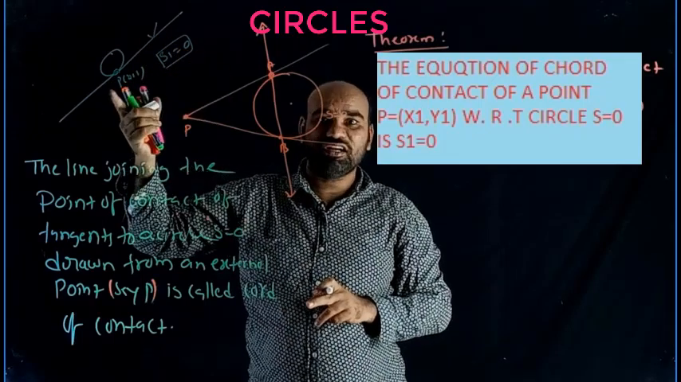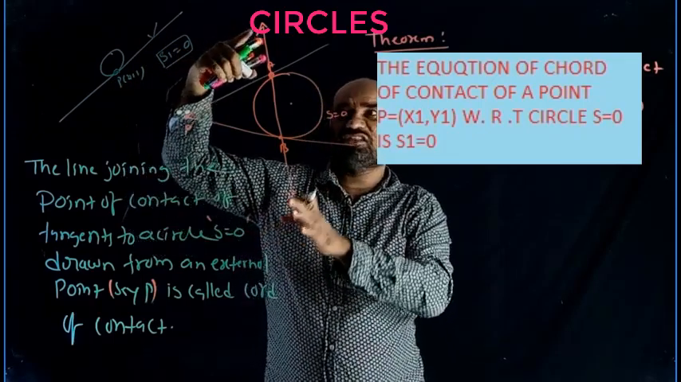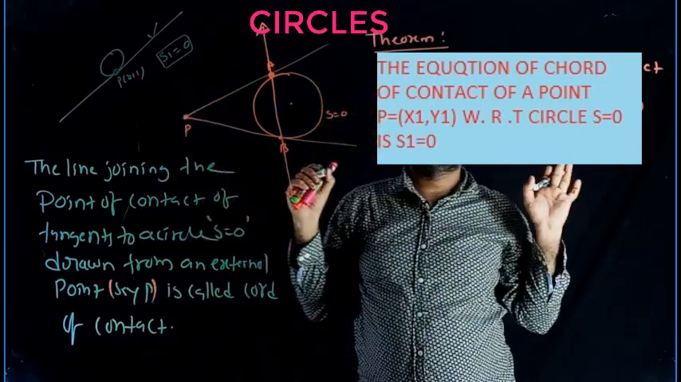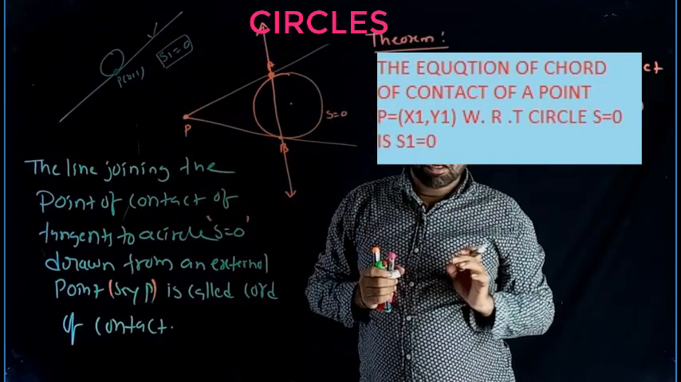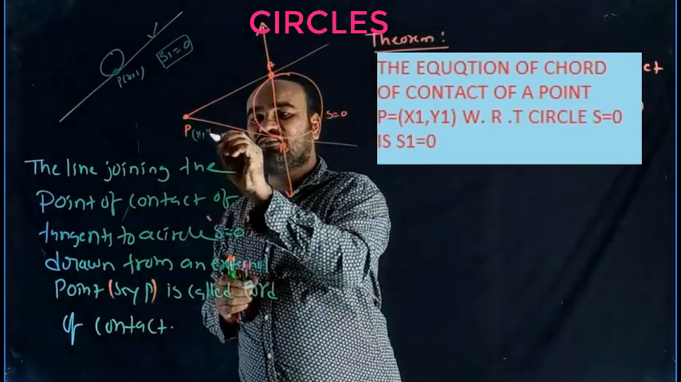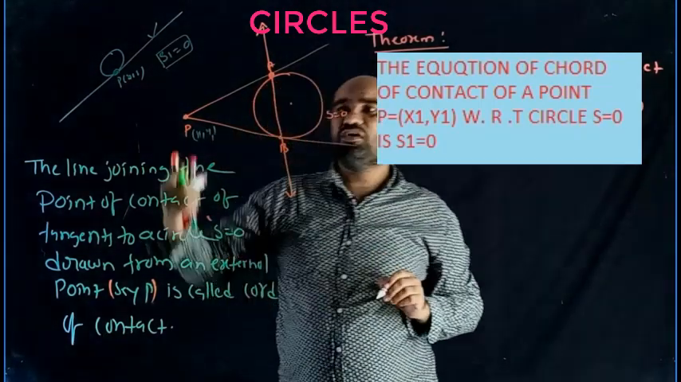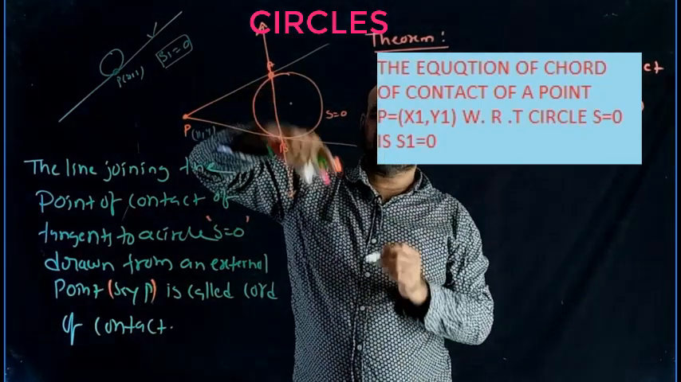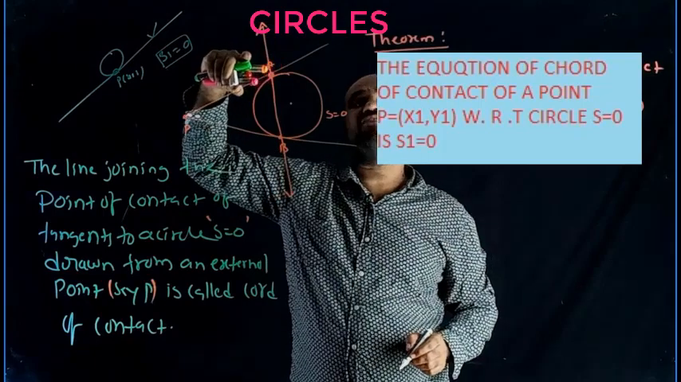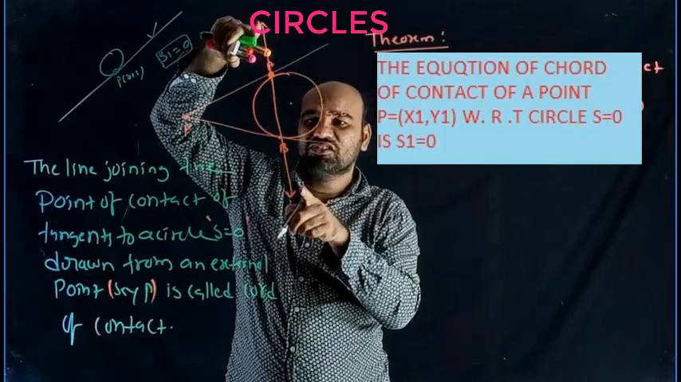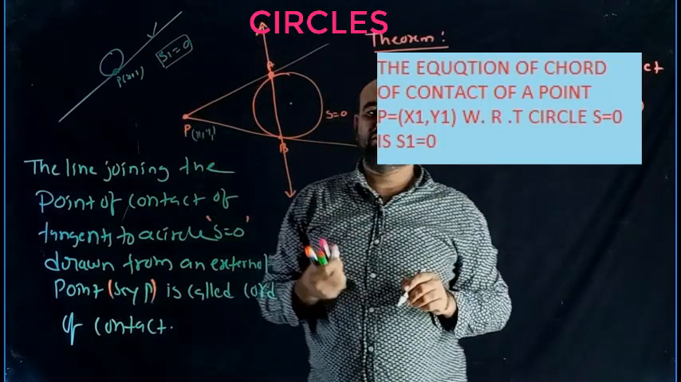If P is outside, by the definition this is called the chord of contact. The equation of the chord of contact is nothing but S1 equal to 0. That we should prove now. Understood? This is S equal to 0. P(x1, y1) is an external point. Two tangents are drawn, and the points of tangency are A and B. A and B are joined and extended, and you get a line. That is called the chord of contact. Now you want to find the equation of the chord of contact, or you want to prove that the equation of this chord of contact is nothing but S1 equal to 0.